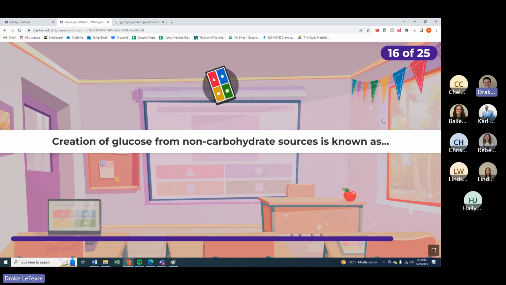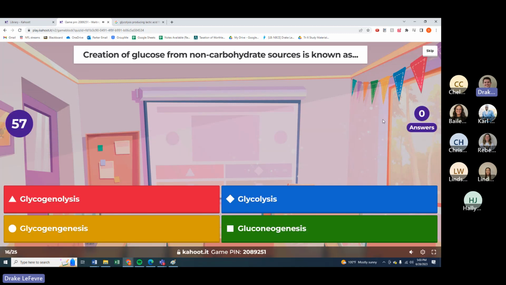Creation of glucose from non-carbohydrate sources is known as what?